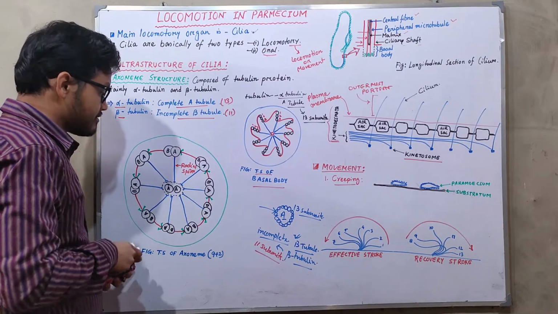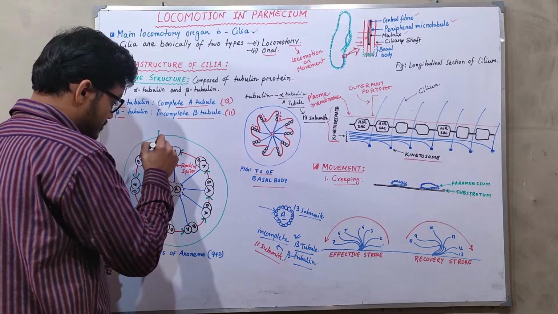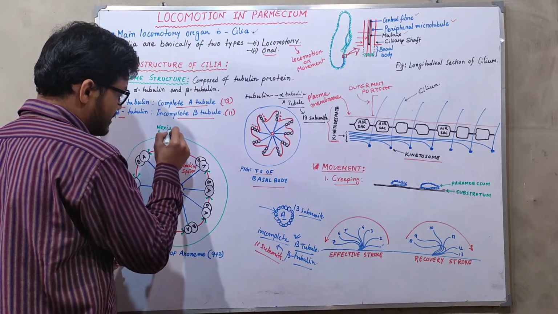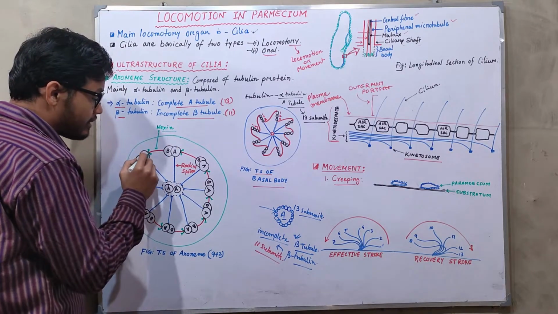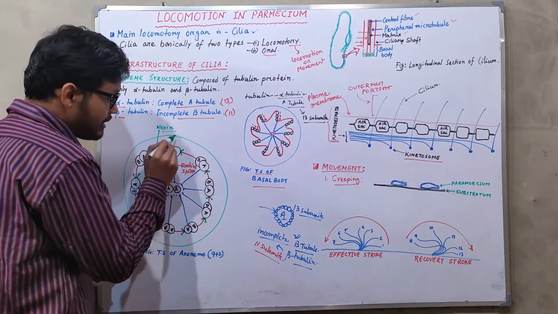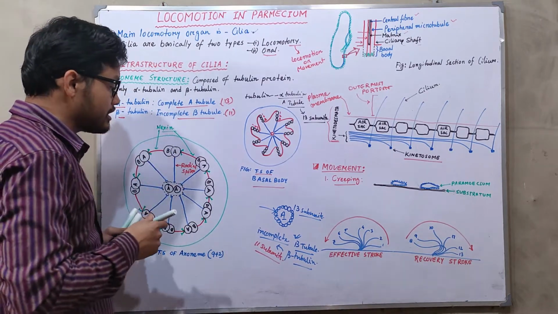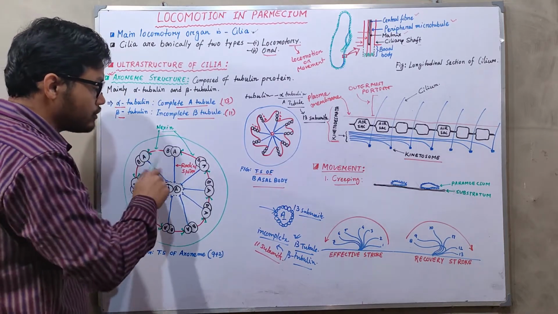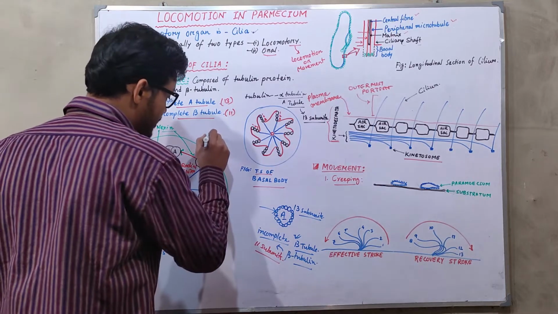And there is another structure known as nexin. So nexin is basically present between the incomplete B tubule and complete A tubule. So each of these incomplete B tubule and complete A tubule, the connection is made up of nexins. So nexins basically hold together all the subunits, that is the 9 peripheral subunits.